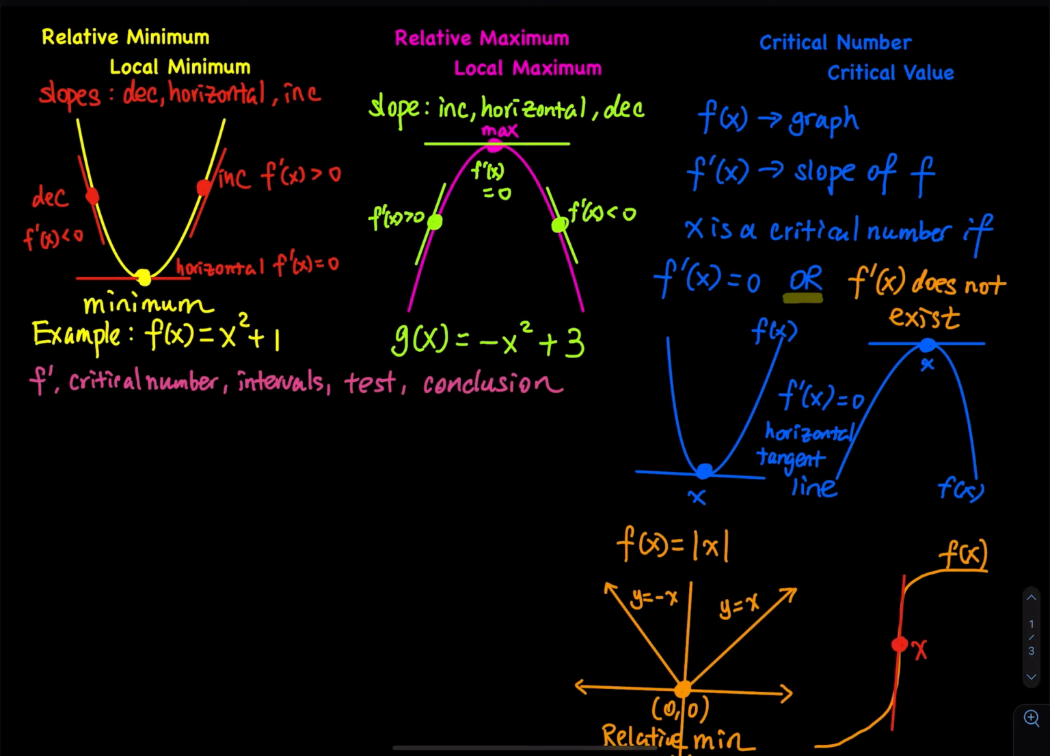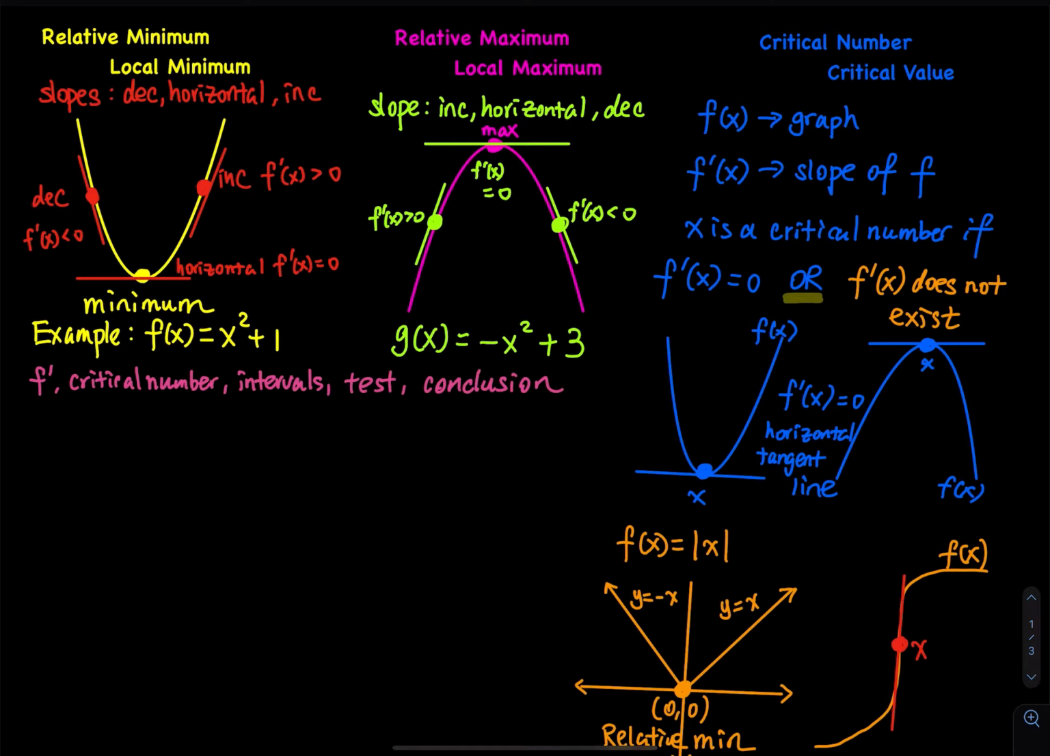So how do you show that this is a minimum? The way we show it is by using the slope. In order to get a local minimum, the slope has to go in this order: decreasing, then horizontal, and then increasing. So what does decreasing mean? Decreasing means we are heading toward a minimum, right?